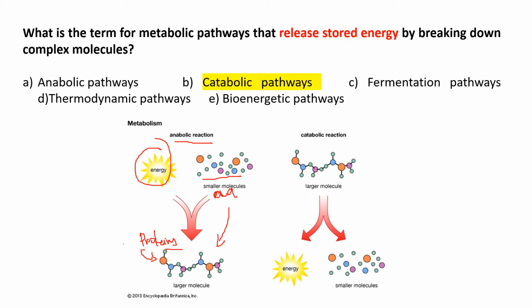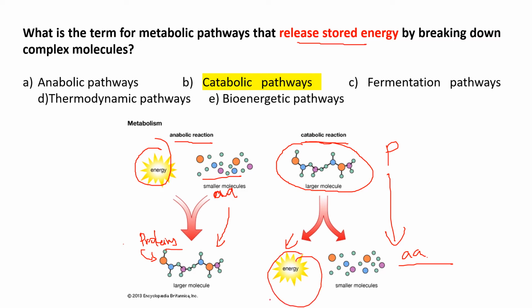On the other hand, the opposite process is called catabolic reaction, in which you take large molecules, you release energy, and you turn that into small molecules. So from proteins to amino acids. This could be one example. Or as I said before, you can have the example of the sugar. So here the answer will be catabolic pathways, because here you are releasing the stored energy by breaking those complex molecules or large molecules into smaller molecules. So definitely this is the right one.